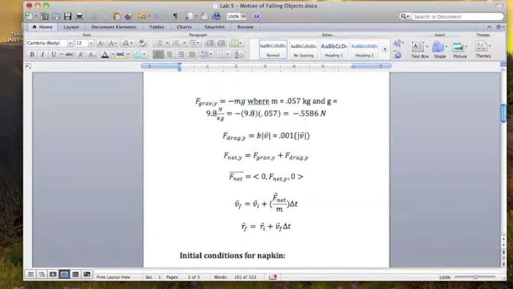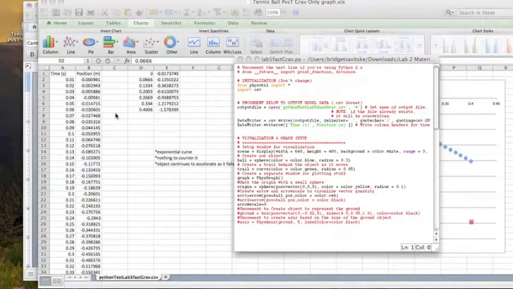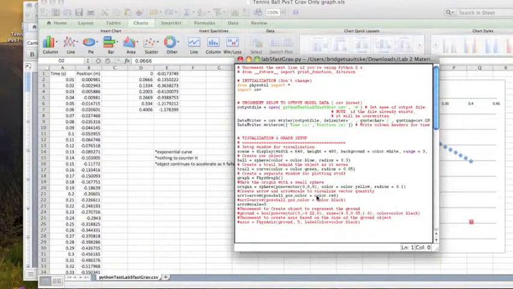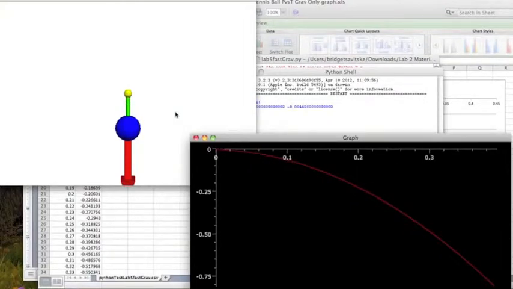Net force is calculated from drag force and gravity being added together, and then that is plugged into the momentum principle to update velocity to ultimately update position. This is the model. As I run it, we can see that because we're only factoring gravity into the movement of this object, only the gravity arrow is going to pop up.